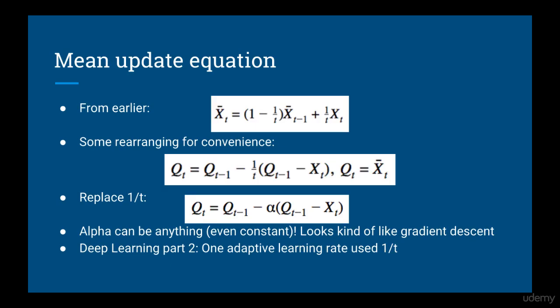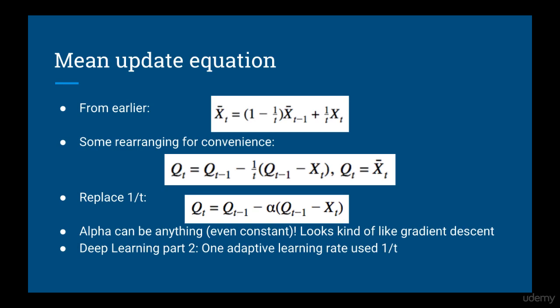Recall our mean update equation from earlier. Let's call x bar Q for convenience. We can rearrange the terms so that we have the 1 over t term all by itself. We can generalize this even further so that the 1 over t term is represented by a learning rate alpha, so it kind of looks like gradient descent. The key with this equation is we don't have to use alpha equals 1 over t as the learning rate.